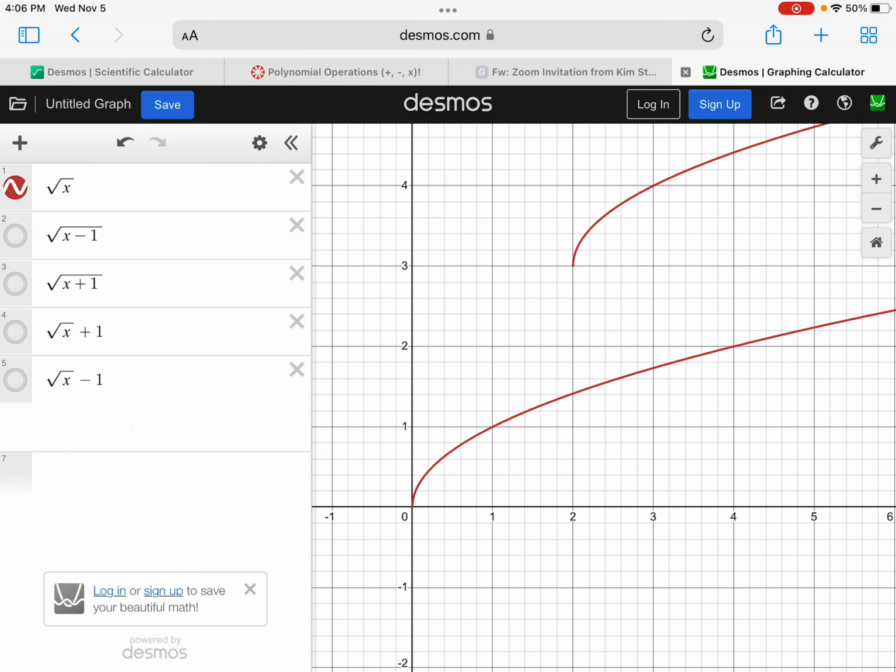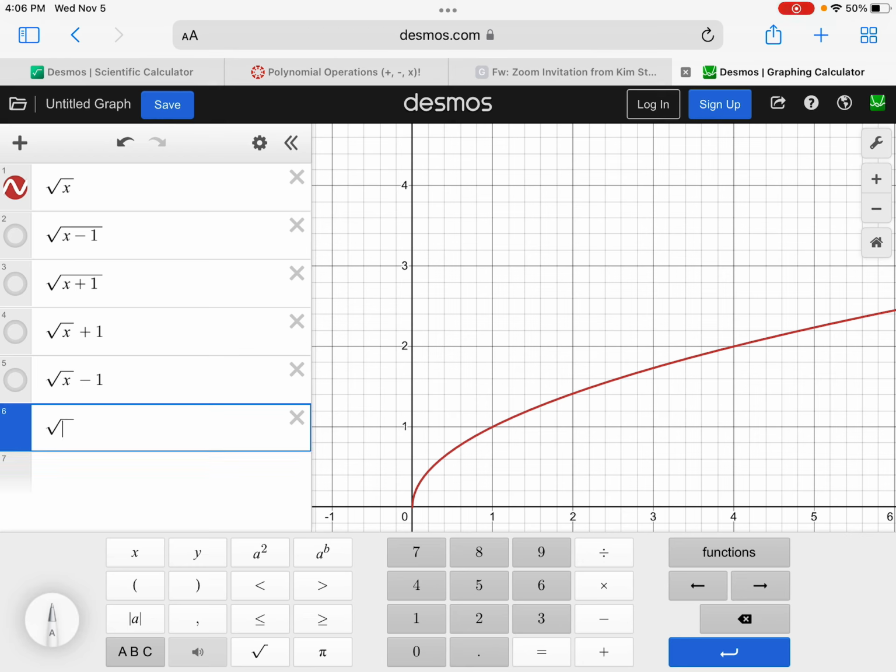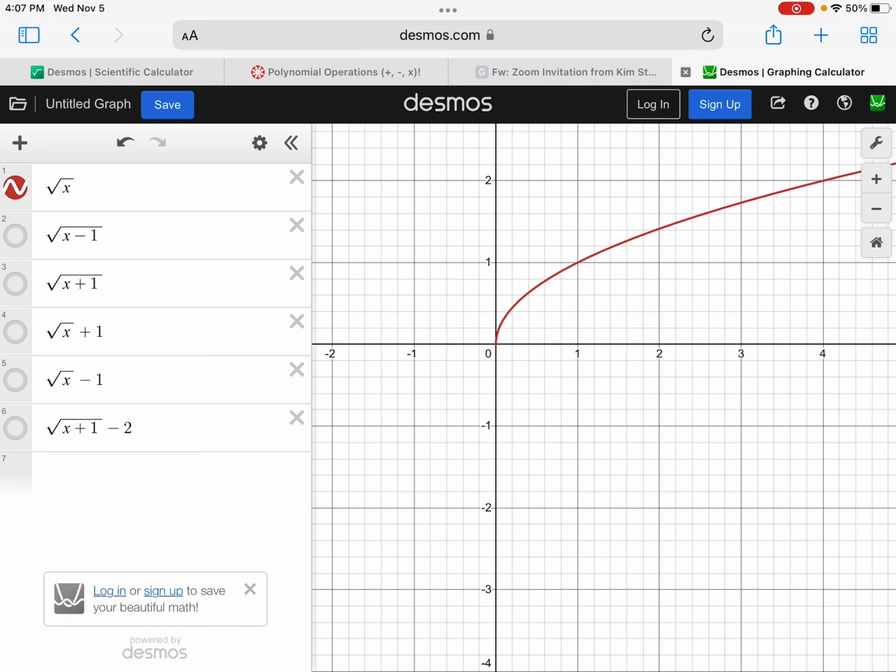Let's predict this one. Let's do the square root of x plus 1, hide that, minus 2. Okay, so predict where this new graph is going to have its starting point. And let's see if you're right. And yep, that plus 1 moved it to the left 1, that minus 2 moved it down 2.